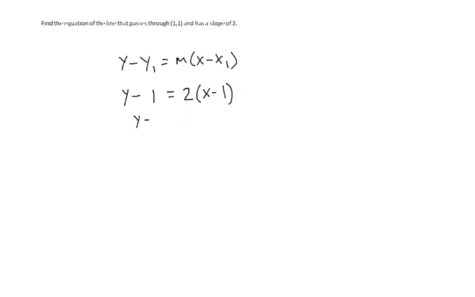So I have y minus 1 is equal to 2x minus 2. And now I'm going to add 1 to both sides. So y is equal to 2x minus 1. So that's an example when we have 1 point and the slope already given to us.